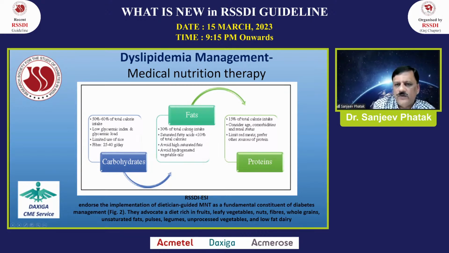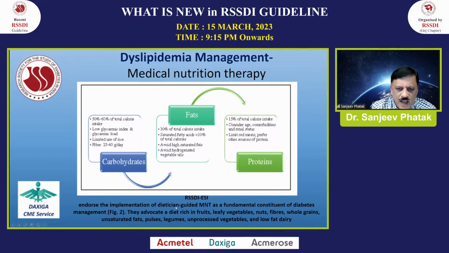Saturated fat should be restricted to less than 10%. And obviously, avoiding hydrogenated vegetable oils and recurrent frying will also play an important role in dyslipidemia management. Protein should be liberal, 15 to 25%, depending upon the renal status, of course.